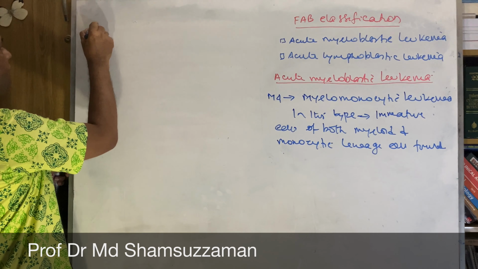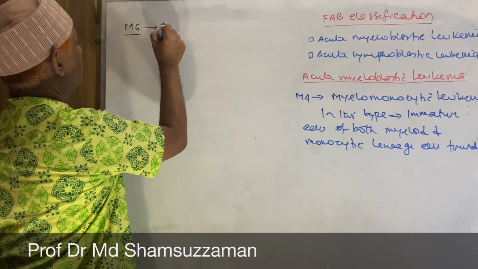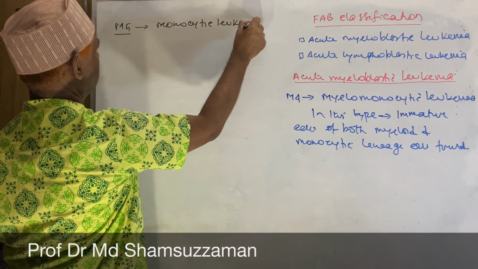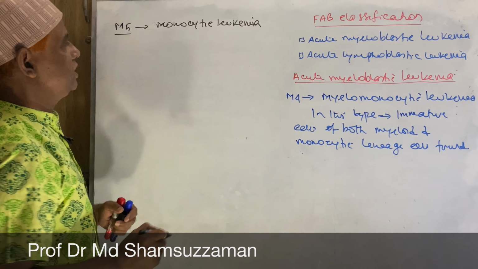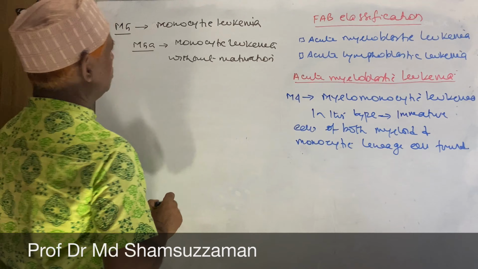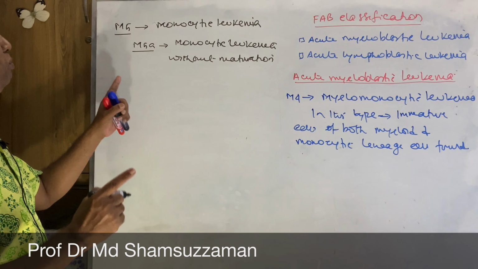Now come to M5. This is called monocytic leukemia. M5 is monocytic leukemia. It is two types. One is M5A. In this type, we get blast cells. M5 means monocytic leukemia, monocytic leukemia without maturation. What it means? It is definitely monocytic leukemia, acute monocytic leukemia.